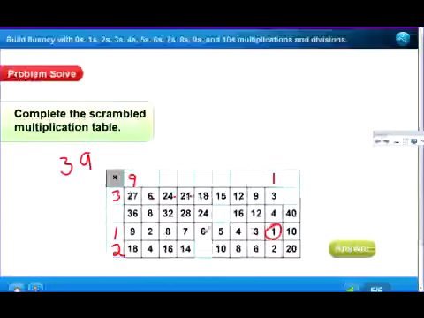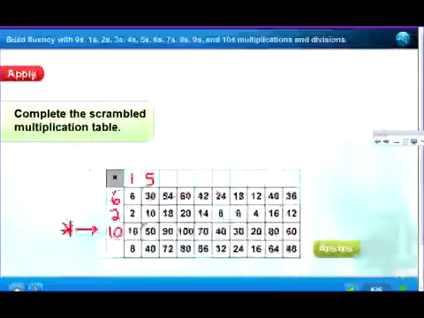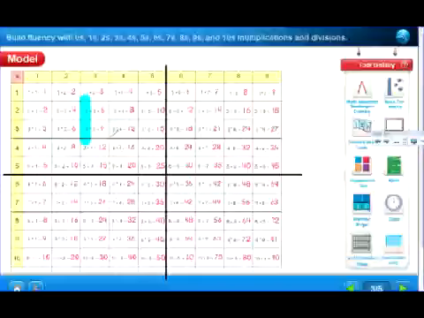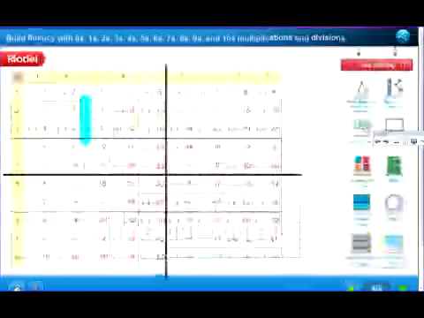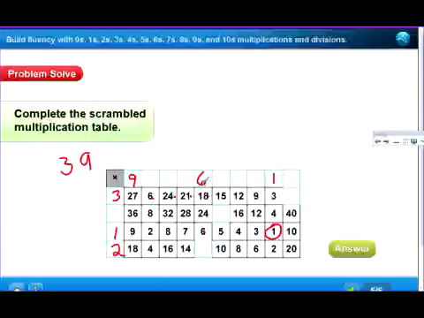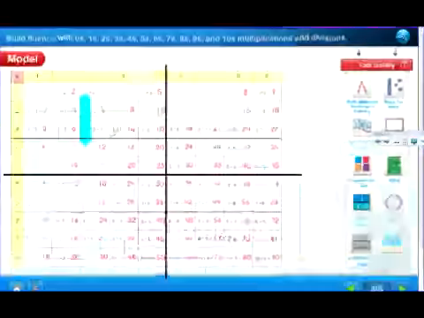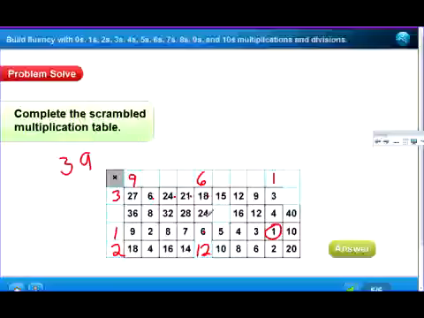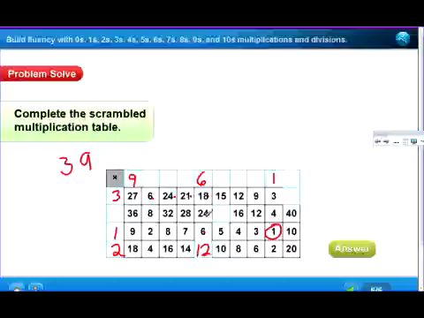1 times 6. So I'm going to put a 6 here. And let's check a couple answers. 6 times 3 equals 18. That's correct. 6 times 1 equals 6. 6 times something equals 24. And 6 times 2 equals 12. So 6 times what equals 24? Oh, I know: 6, 12, 18, 24. That was 4 fingers.